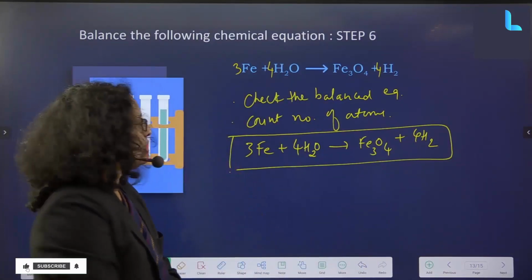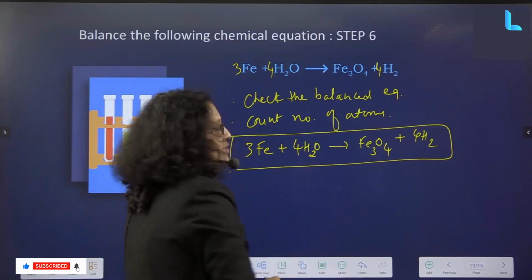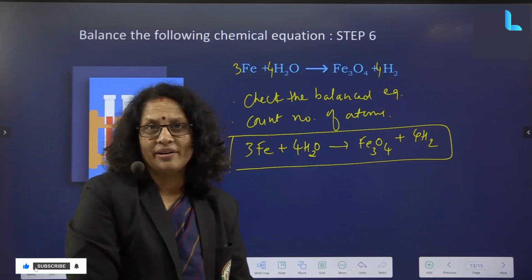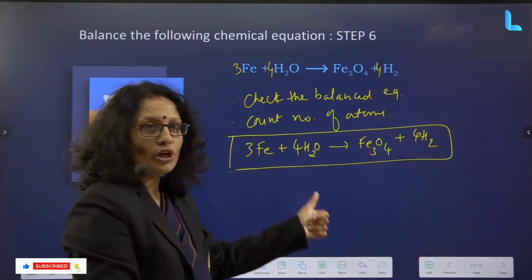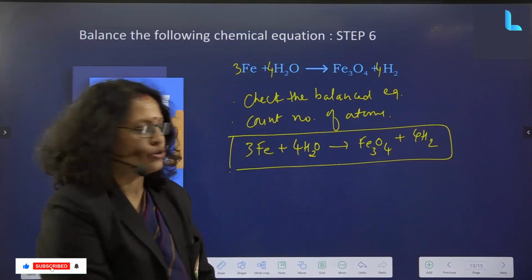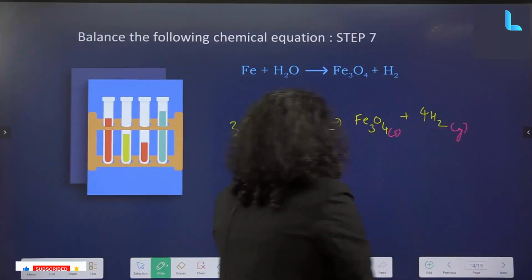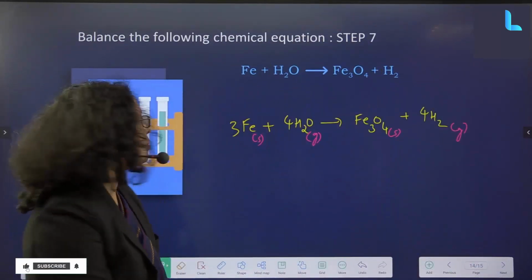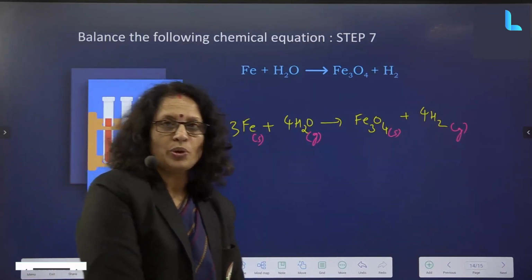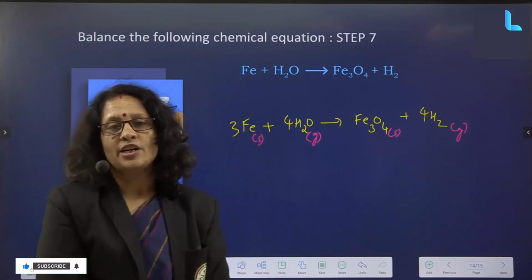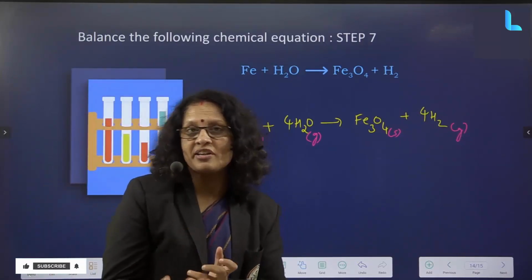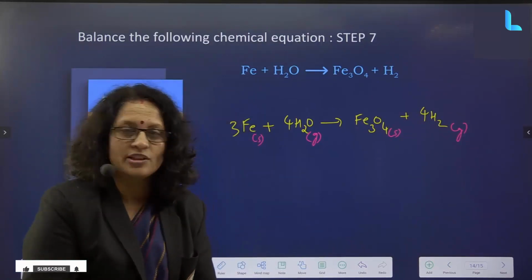So we could balance it step by step. First we balanced oxygen, then we balanced hydrogen, then we balanced iron, okay. Like this: 3 Fe plus 4 H2O gives Fe3O4 plus 4 H2. Now we have to write in parenthesis, meaning in brackets, in subscript, the physical state. Writing that is very important, because the physical state tells us how the reactions will take place. To understand the reaction we should write the physical state.